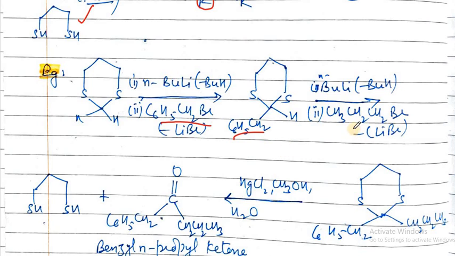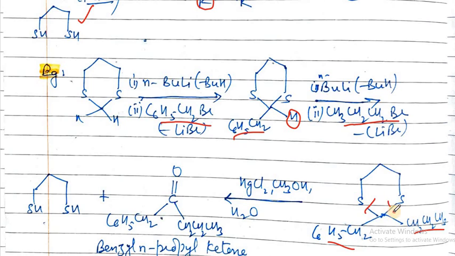And in the second step, if it is repeated with butyl lithium and then this alkyl halide, this alkyl halide will replace the other hydrogen, and we will get this. So two alkyl groups are present at this carbon, and now the hydrolysis will take place.